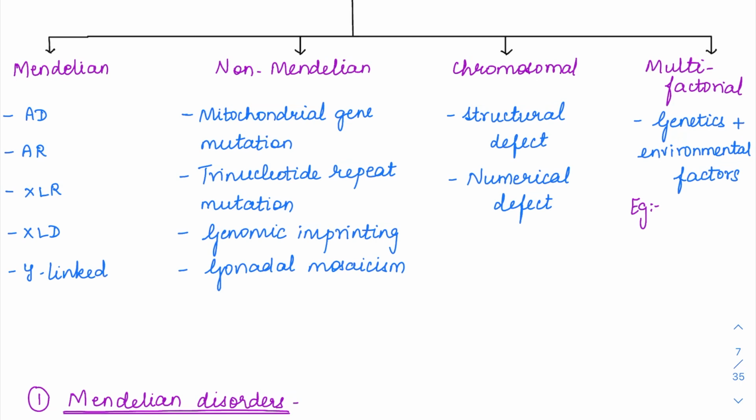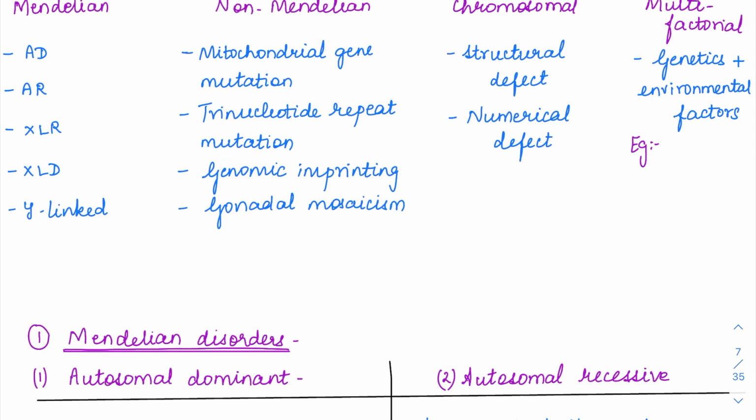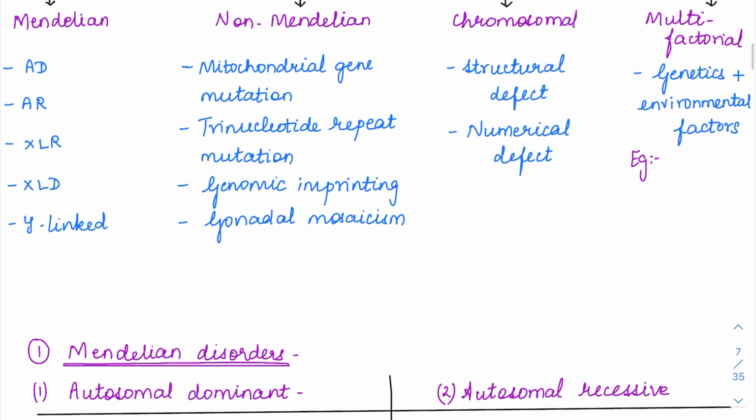So the structure of the chromosome can be affected, or the number of the chromosome can be either deleted or increased. So monosomy or trisomy. So those are numerical defects. Again, the numerical disorders can either be present in the sex chromosomes or in the autosomal chromosomes. So these are all chromosomal disorders.